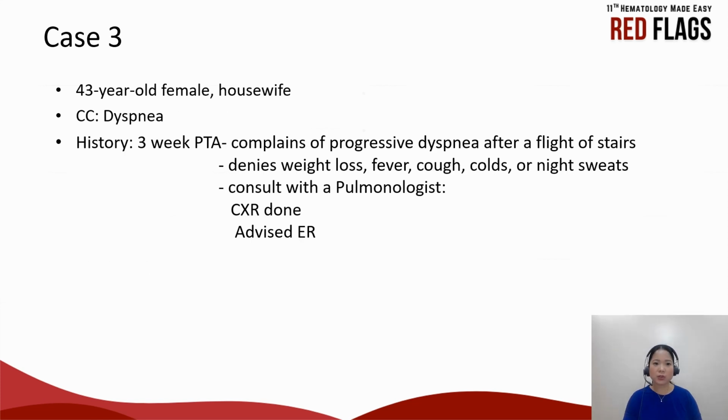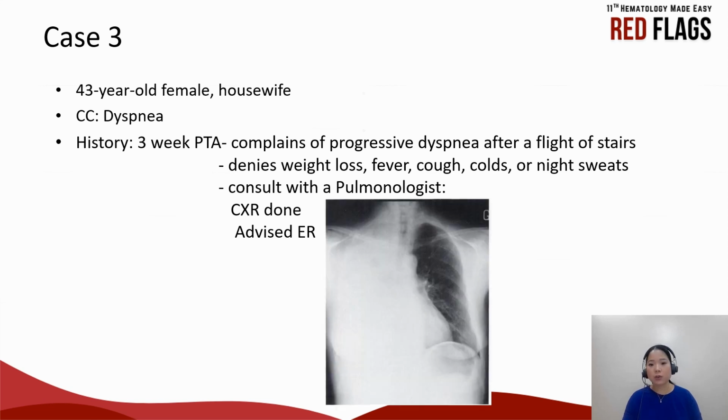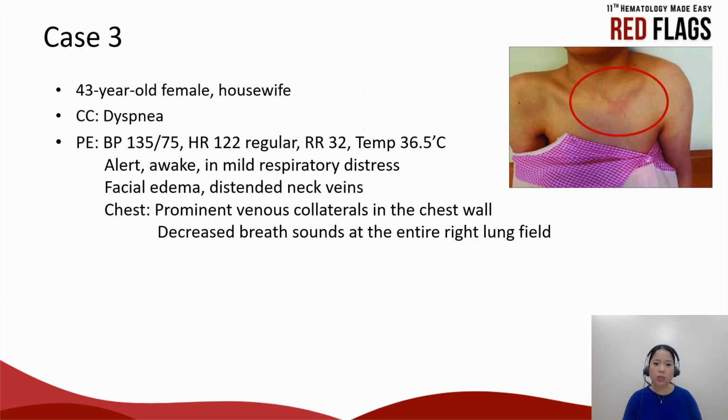So for our third case, we have a 43-year-old housewife who came for a chief complaint of dyspnea. She complained of a 3-week history of progressive dyspnea after a flight of stairs and denies weight loss, fever, cough and colds, or night sweats. She consulted a pulmonologist where a chest x-ray was done, which showed a massive pleural effusion. She was advised to go to the emergency room, and at the emergency room, she was alert, awake, and in mild respiratory distress, tachycardic, tachypneic, and afebrile. She had facial edema with distended neck veins.